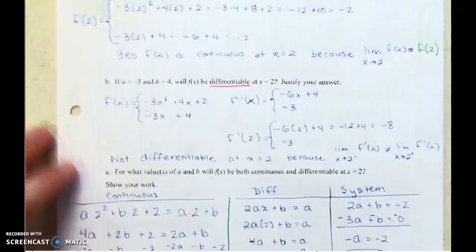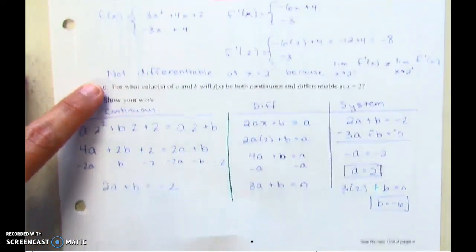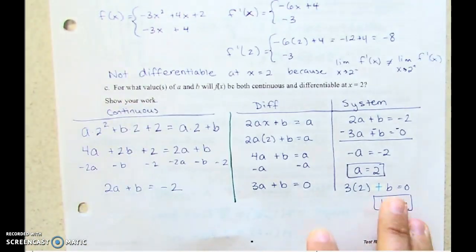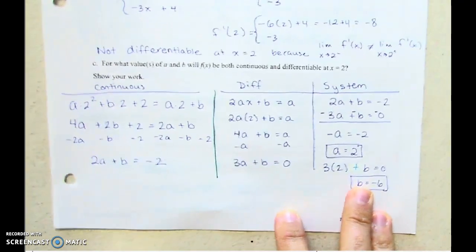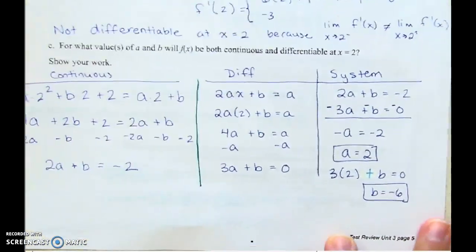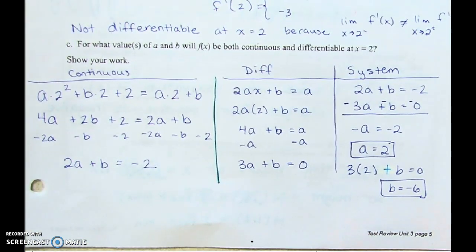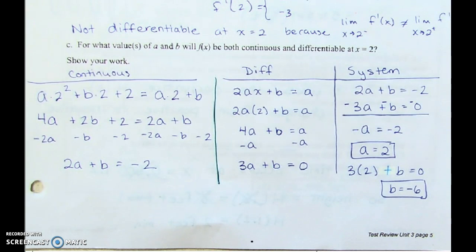So if it was continuous but not differentiable, what we want to figure out is, what would A and B be? What would make it continuous and differentiable if x equals 2? I hope this isn't blurry. I don't know why, but today that almost seems extra blurry. There, I'm adjusting.